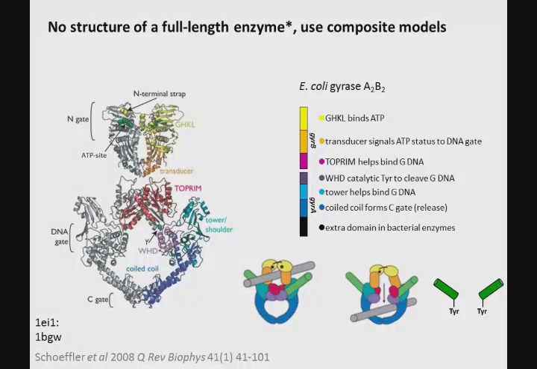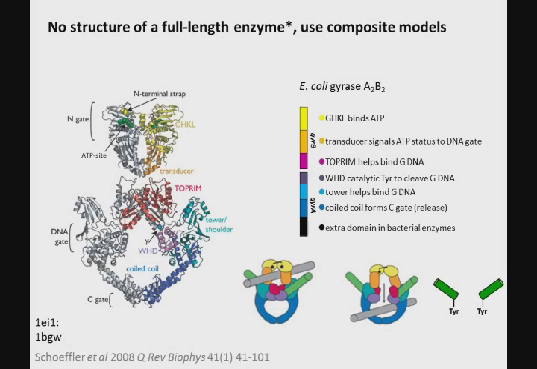I've written at the top, no structure of a full-length enzyme. This is no longer true. We have a low-resolution structure, which I'll describe in a few slides' time. But our best knowledge came from composite models. So, i.e., we would solve the structure of the top cup or the bottom cup in combination with the waist, and then we'd overlap on the waist, and we'd understand how the whole apparatus worked by piecing together two composite models.